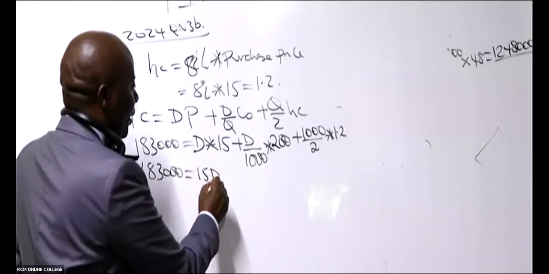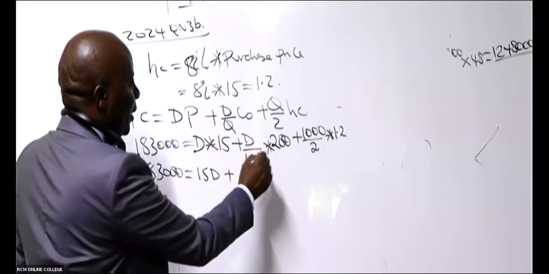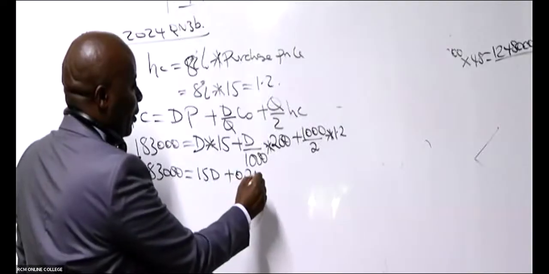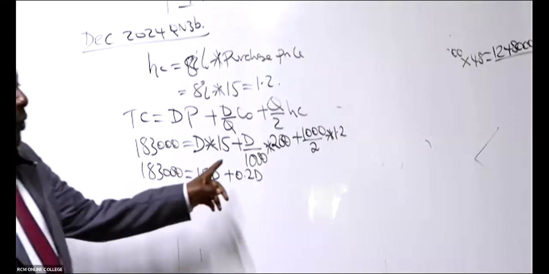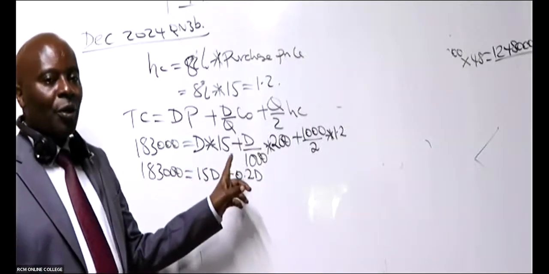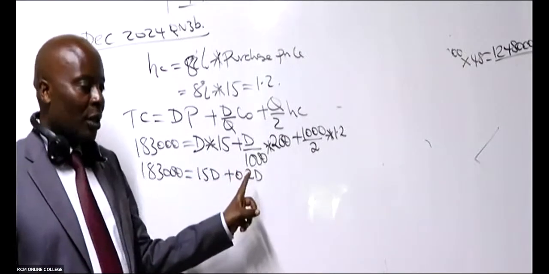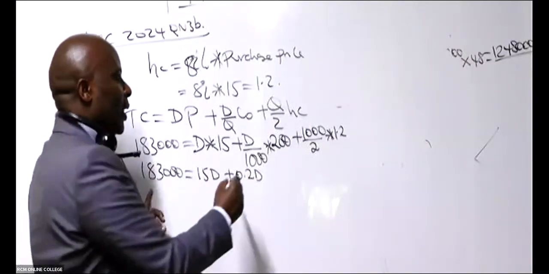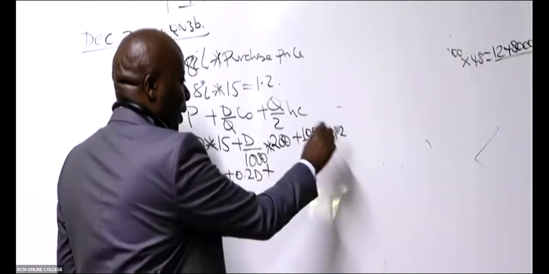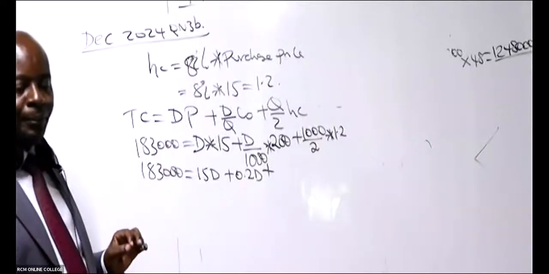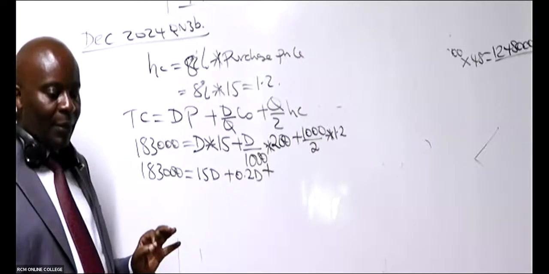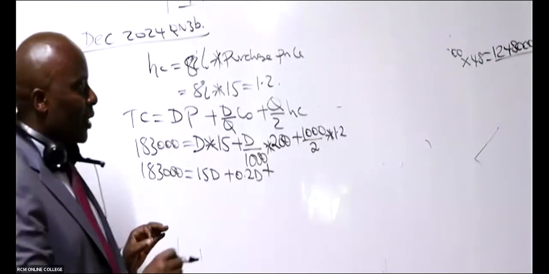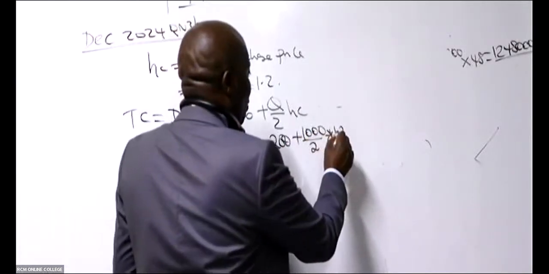So then this one, if I try fixing it down, it will be 183,000 equals 15D plus, this is 0.2, right? You see, 200 over 1,000 is 0.2. Plus, could you kindly go ahead and do these multiplications and give me the final answer there? 1,000 divided by 2 times, in this case here, 1.2. What are we going to get at the end of the day?